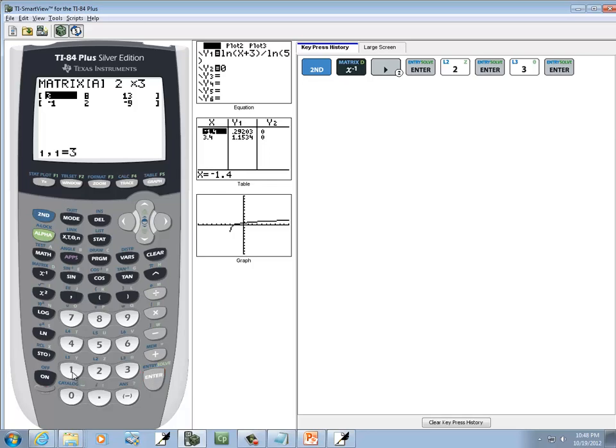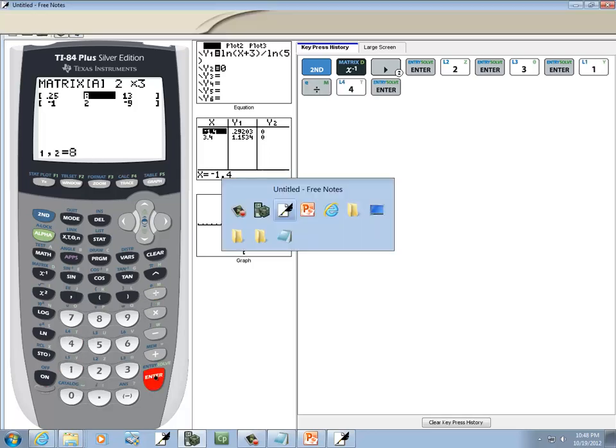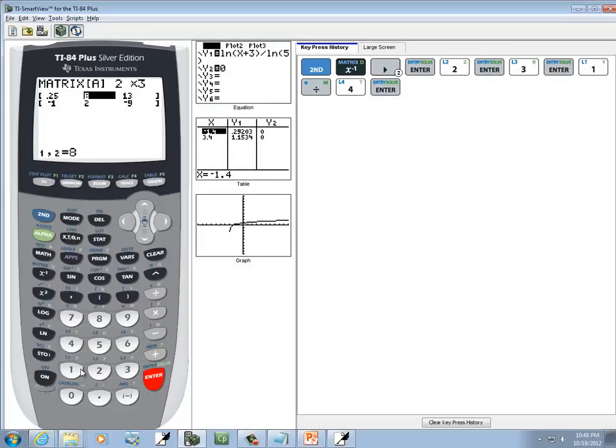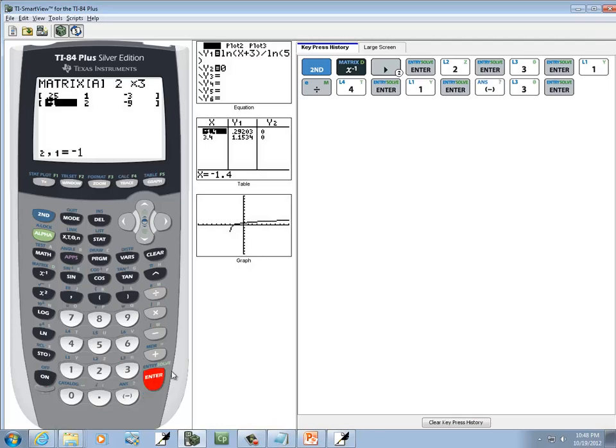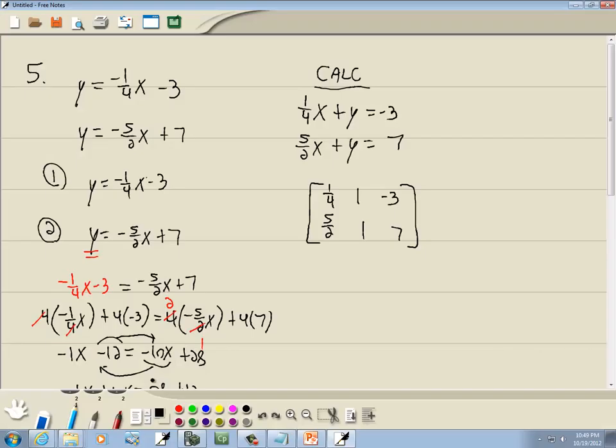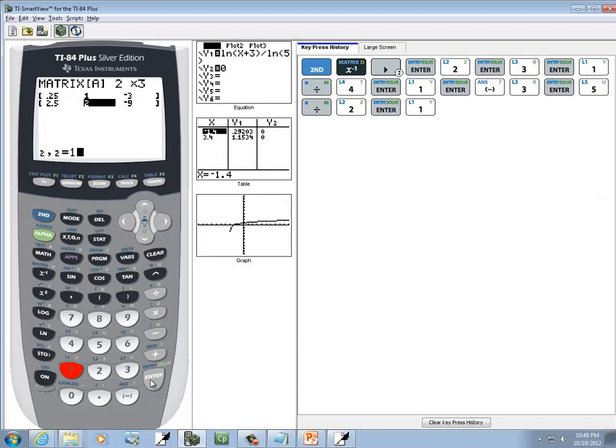And we got 1/4, so I do 1 divided by 4, enter. Then 1, enter, negative 3, enter. Then we got 5/2, so do 5 divided by 2. And then 1, enter, and 7, enter. Now notice it changed those to decimal, but that's fine. It still keeps all the decimal places necessary.